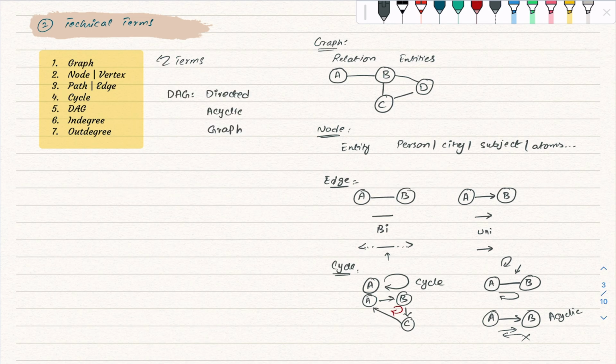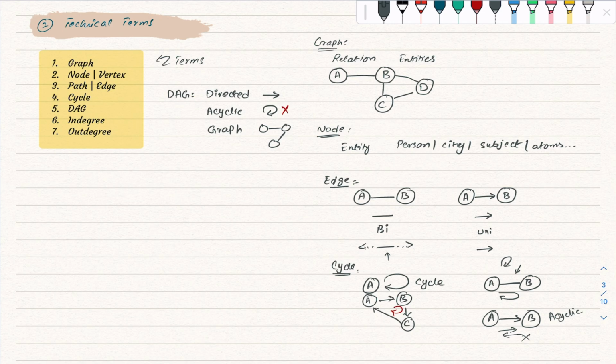What is DAG? DAG is a directed acyclic graph. It means we have a direction and there should not be any cycle, no cycle. And we are talking about some graph. So three things: it should be a graph, there shouldn't be any cycle, and that graph should be directed. This is what we call the DAG.